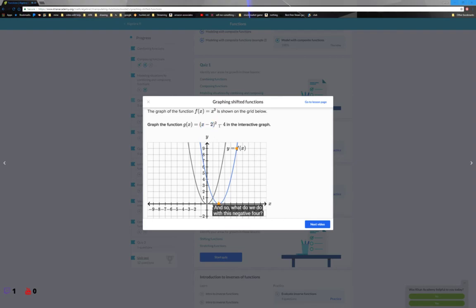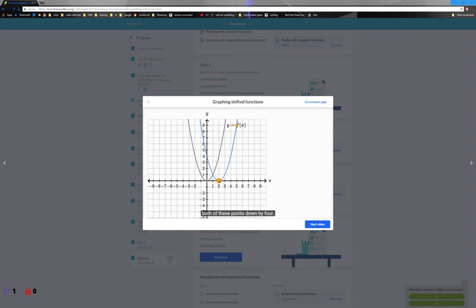And so what do we do with this negative 4? Well, this is a little bit more intuitive, or at least for me when I first learned it. This literally will just shift the graph down. Whatever your value is of x minus 2 squared, it's going to shift it down by 4. So what we want to do is just shift both of these points down by 4. So this is going to go from the coordinate 5, 9 to 5, if we go down 4, 5, 5. And this is going to go from 2, 0 to 2, negative 4. Did I do that right?